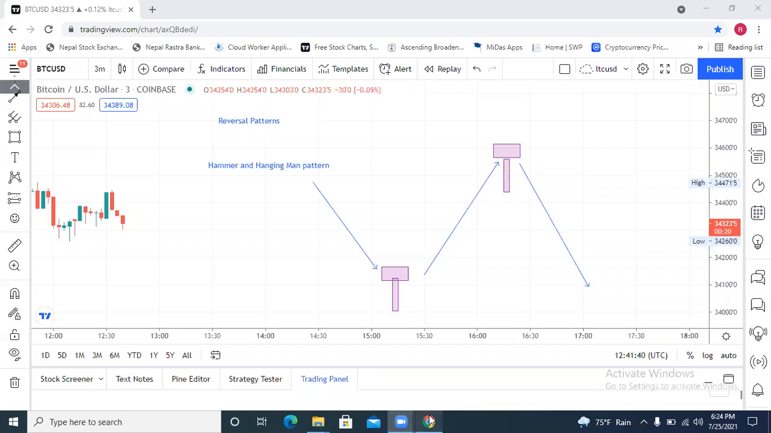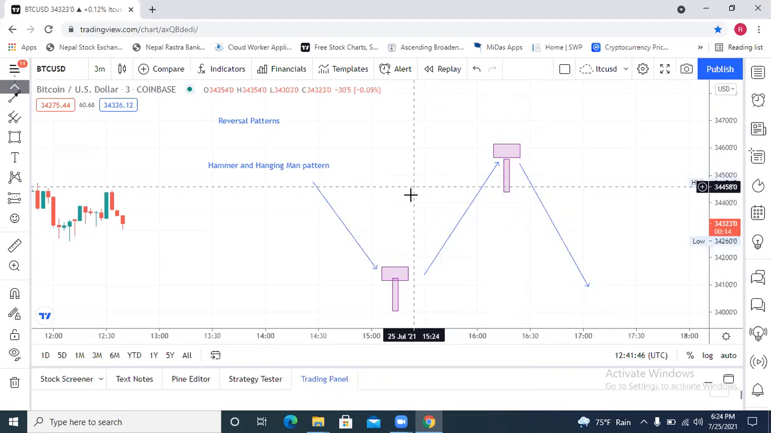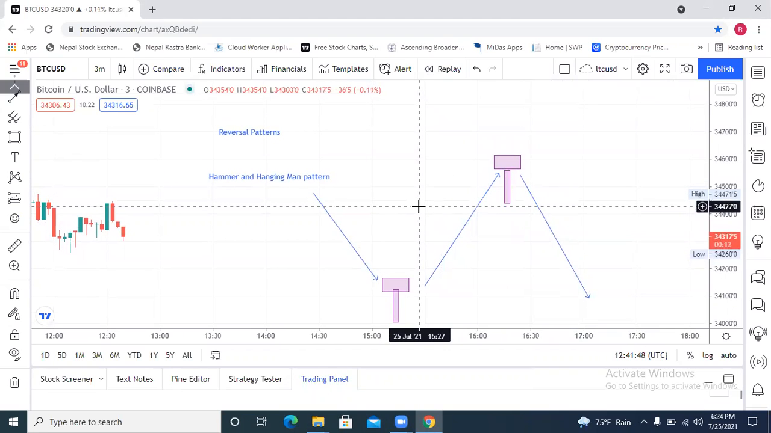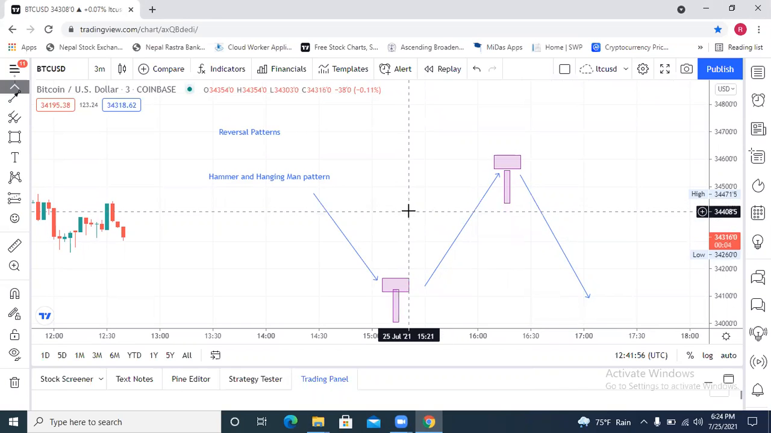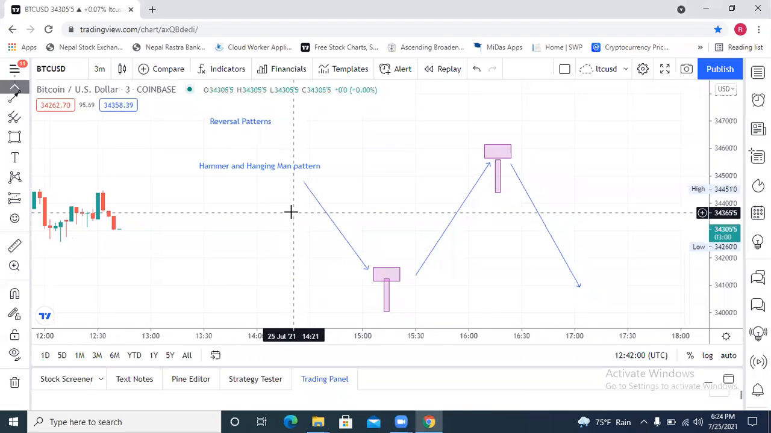Let's see the candlestick patterns here. Okay, let's talk about the reversal patterns in candlestick patterns. The most powerful reversal patterns in candlestick patterns from the eastern side. I'm going to show you the hammer and the hanging man patterns.